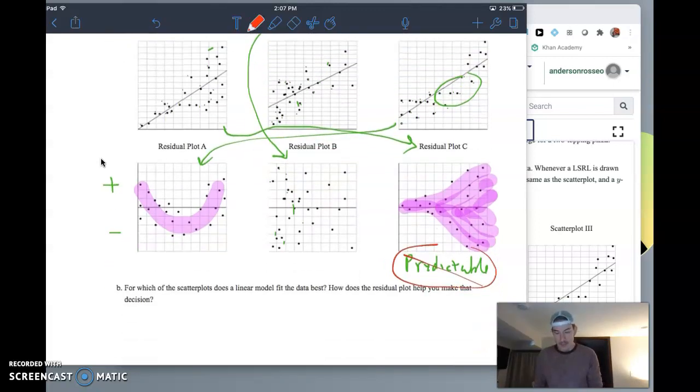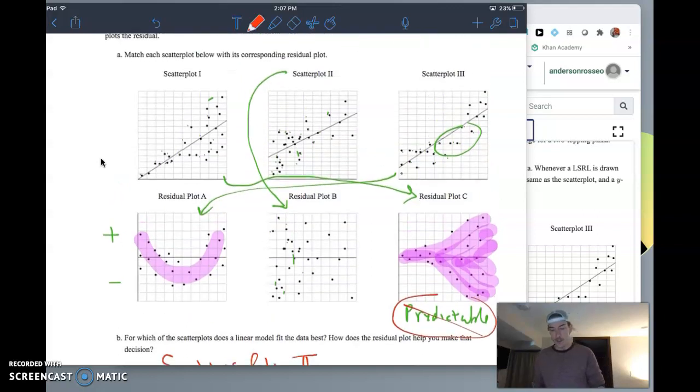For which of the scatter plots does the linear model fit best? I kind of already mentioned that. I think the best linear model is scatter plot 2, which matches residual plot B. How does the residual plot help you make that decision? As I mentioned, there should be no evidence of any sort of pattern, there should be evidence of randomness, and it should look like a pepper shaker on a piece of printer paper.